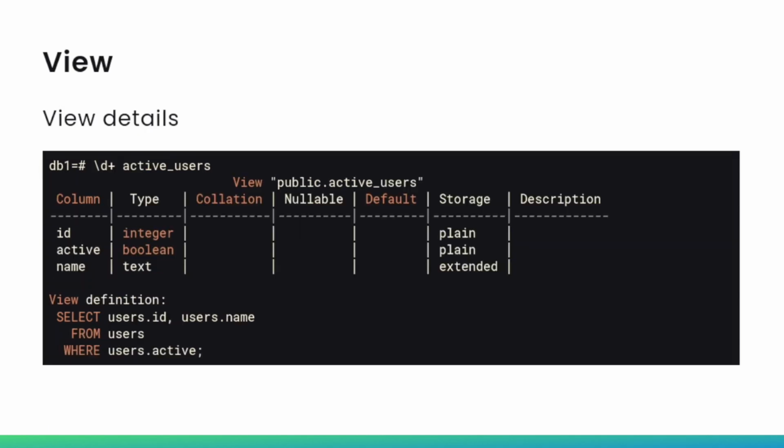Now, just like inspecting a table, we can also inspect a view. You can hit \d, but if you use \d+, you also get the view definition at the bottom, which is very, very useful.